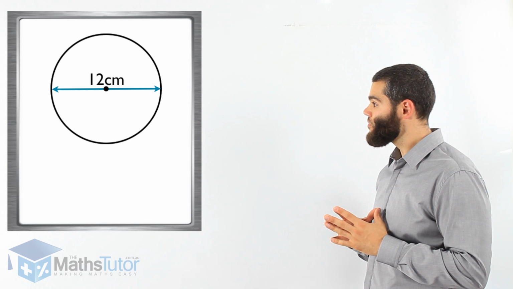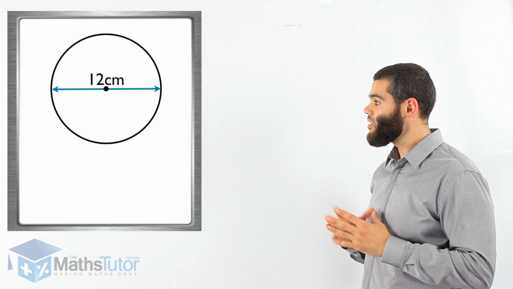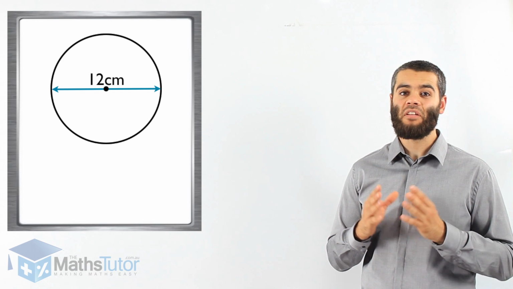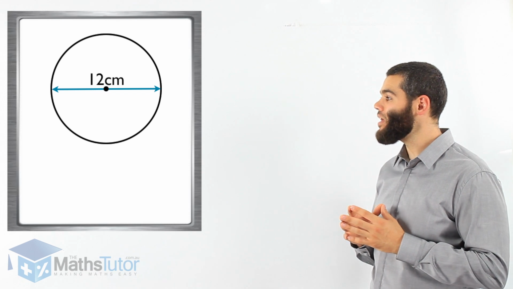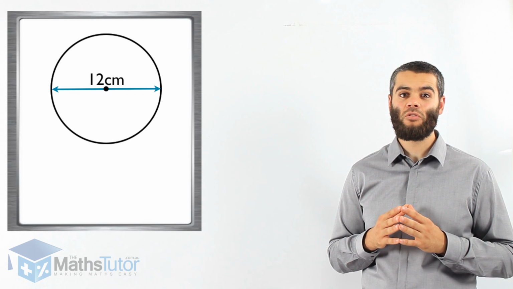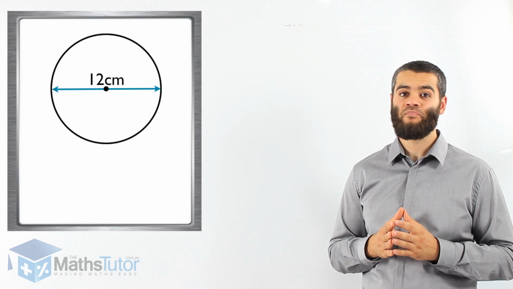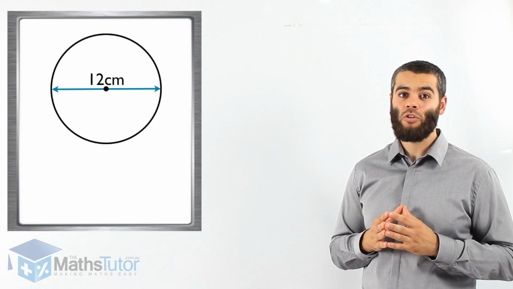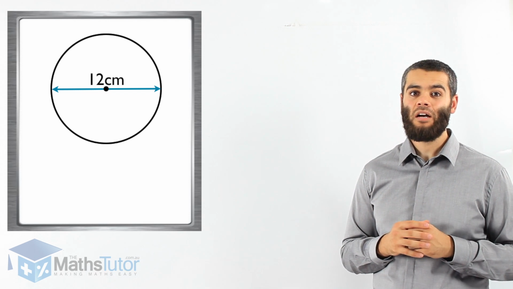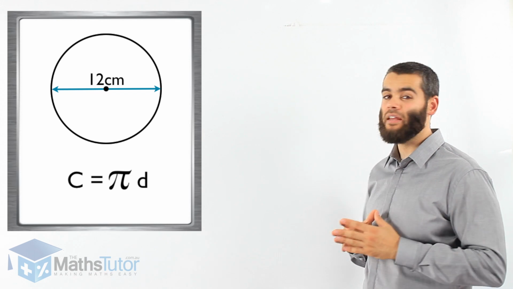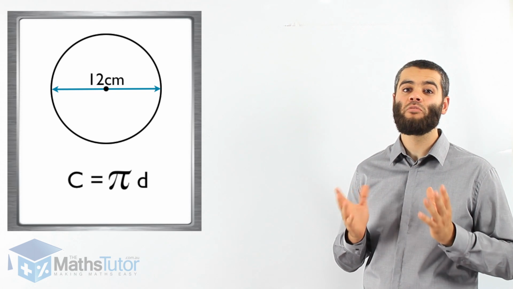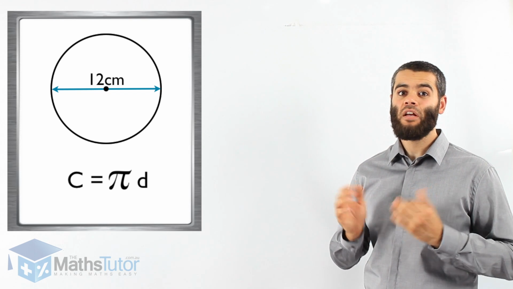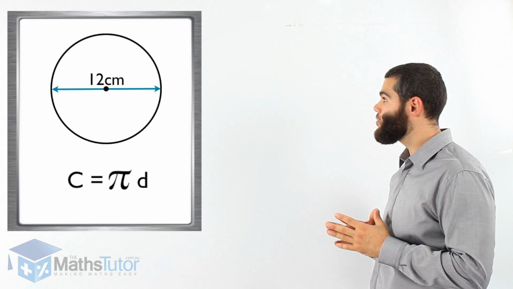The first circle, we notice we have a diameter, and we know the diameter is the line, an interval that goes through from one end of the circle to the other end of the circle, and it goes through the center. The diameter here is 12 centimeters. We said we can use C equals 2 pi r or C equals pi d. We are now going to use C equals pi d. Why pi d? Because we have the diameter, which means C equals pi d.